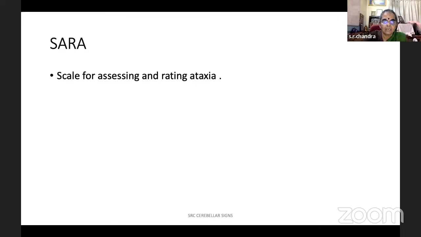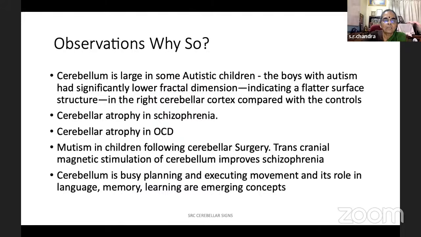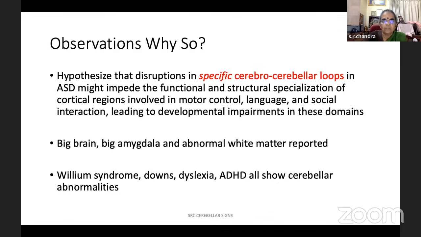That scale is called SARA, the Scale for Assessing and Rating Ataxia. There is a large cerebellum in autism, and atrophy in schizophrenia. These are all pointers to the cognitive functions of the cerebellum, but we do not know exactly how atrophy or hypertrophy happens in these conditions; it is only a postulate. Specific cerebrocerebellar loops are getting affected because of the cortex and the cerebellar links.